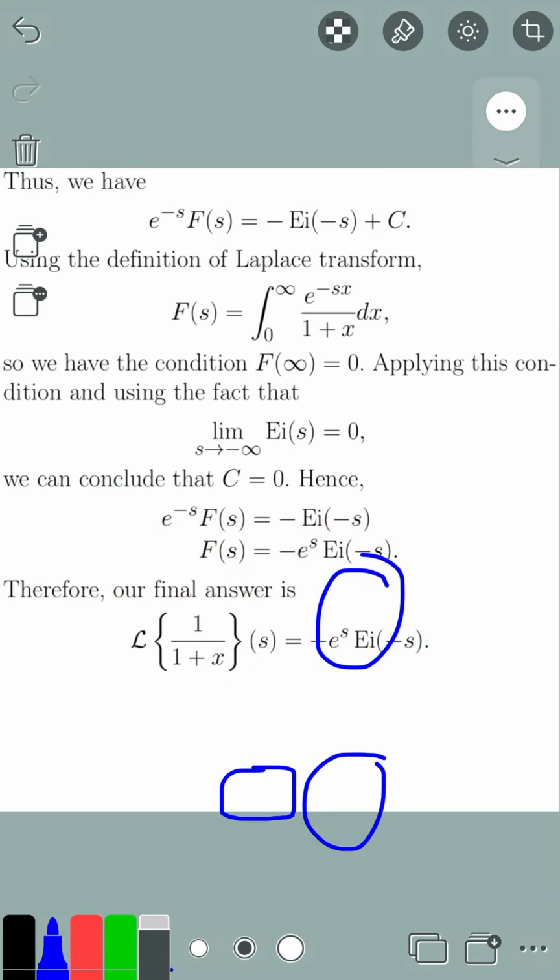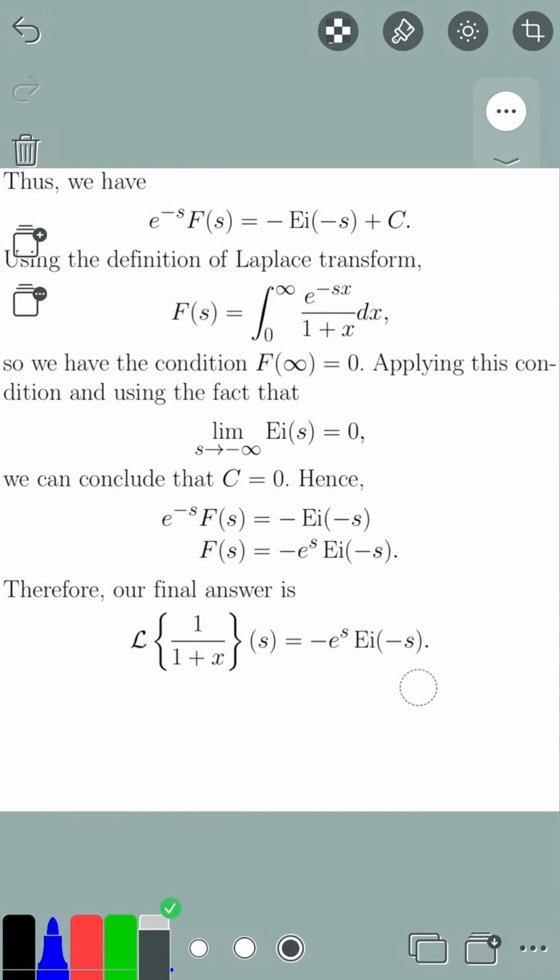In the next slide, our next job is to use that derivative here, and this is what we get after integrating and using the exponential integral function. So e to the negative s times f of s is equal to negative Ei of negative s plus c, where c is some arbitrary constant, because we just did the indefinite integral. And using the definition of the Laplace transform, f of s, which is the Laplace transform of 1 over 1 plus x, is the integral from 0 to infinity of e to the negative s x over 1 plus x dx.